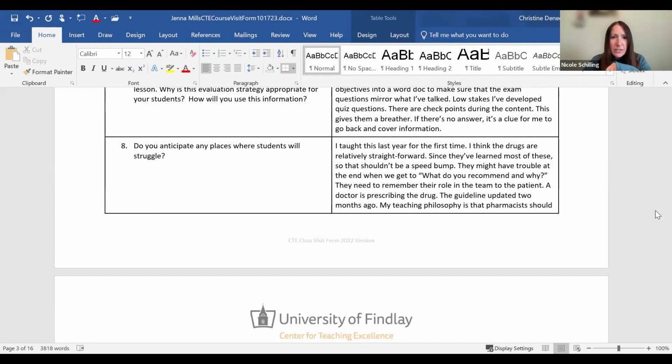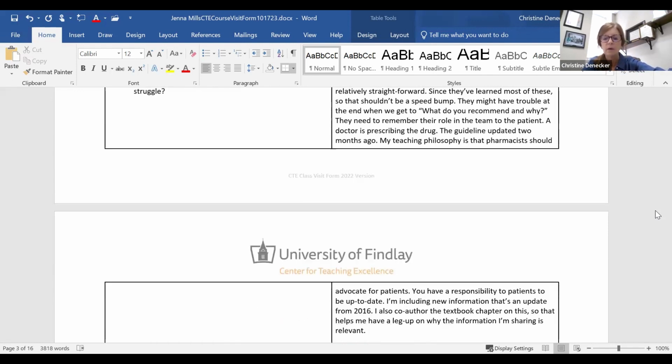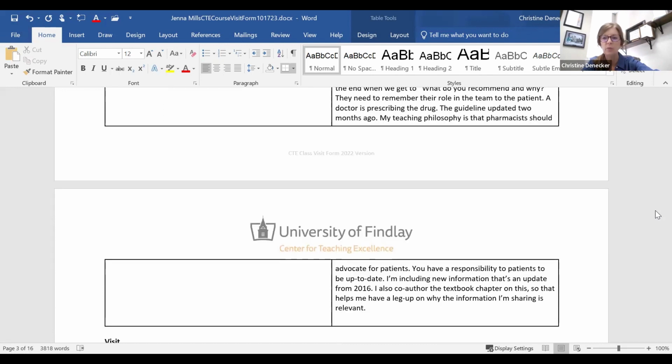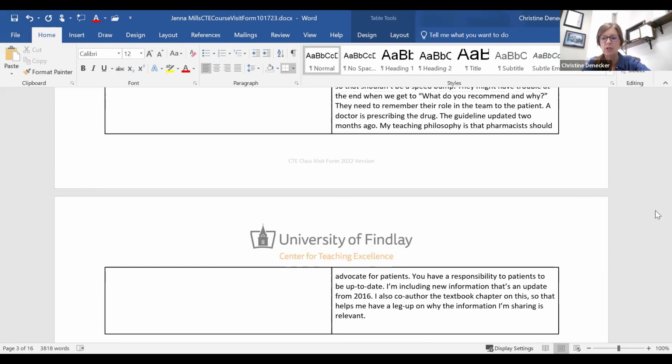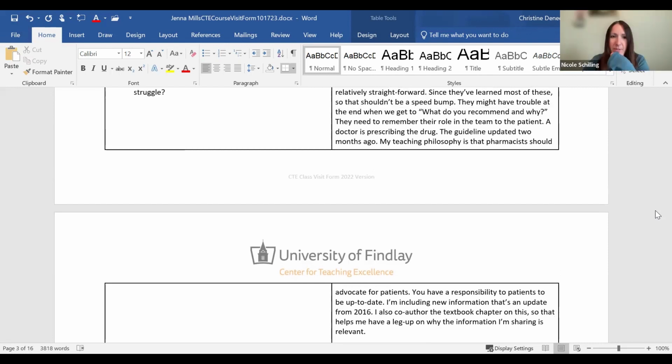I think this could be 2B, fostering a culture for learning, and that support aspect of it. You have those high expectations for learning, but also the support. I also see it as a little bit of that 4F. You have a responsibility to patients to be up to date. So I'm including new information that's up to date. Break this one up. Yep.